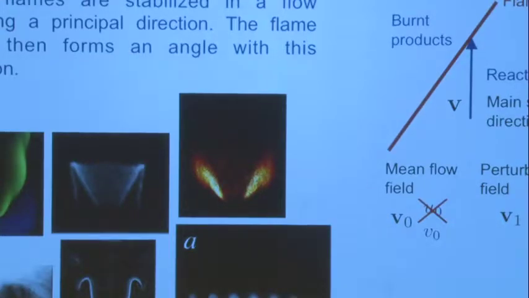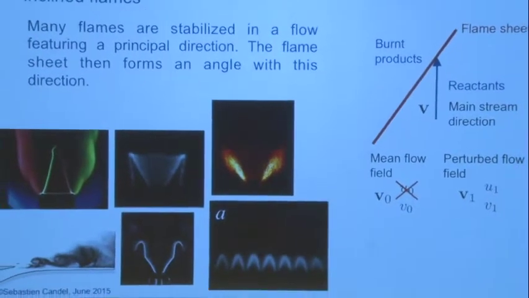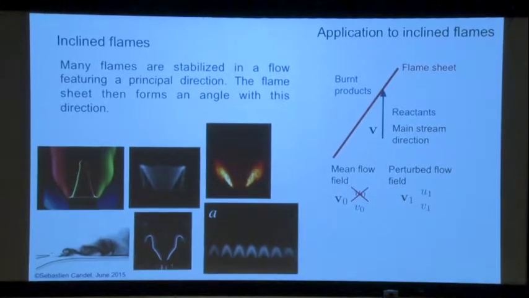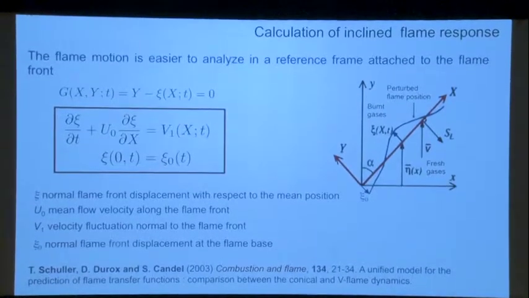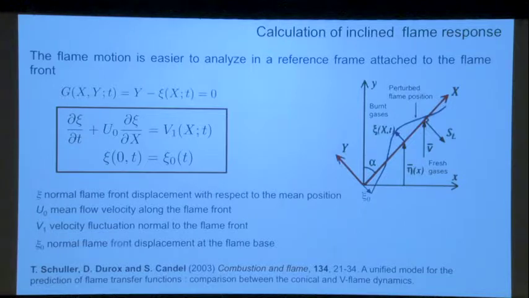So we have to study situations where you have an inclined flame like that, and you impinge on the flame with these velocity perturbations. This can be done. Now, it's just the technical aspects. I'm not going to derive that here. It's a little too complicated.